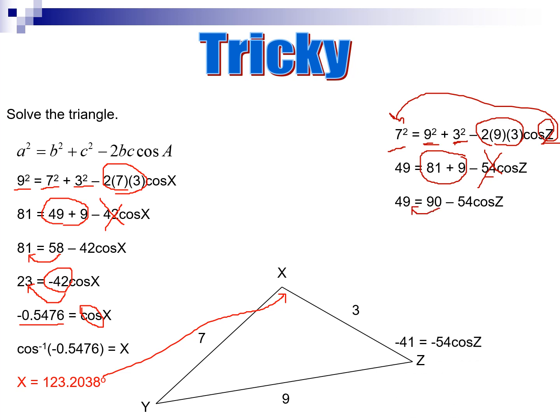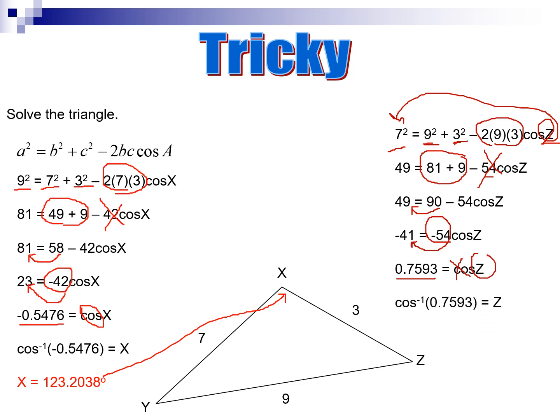Subtract the 90 to both sides, and then divide by a negative 54. Be careful, that's a negative 54. And then we have this. To solve for z, you have to do cosine inverse. Once you do cosine inverse, we do get z to be about 40 degrees.